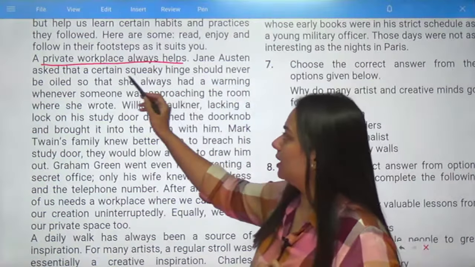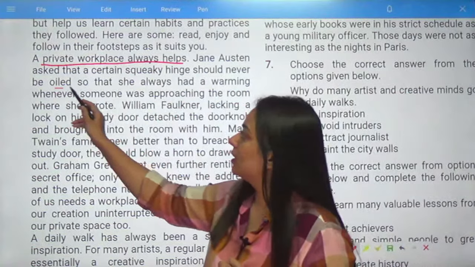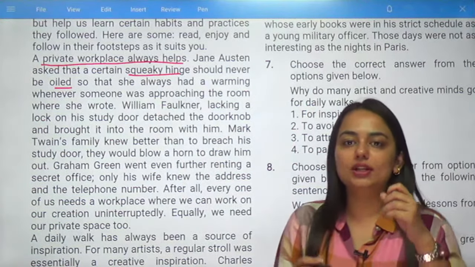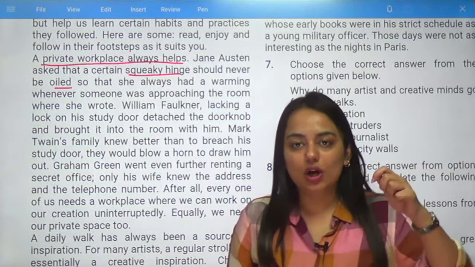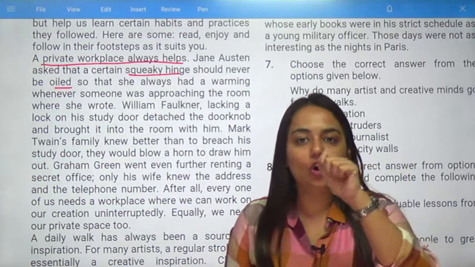Jane Austen asked that a certain squeaky hinge should never be oiled. Squeaky is something that makes sound. A squeaky hinge. Hinge is a joint जो doors में joint होता है. She's referring to that. कि अगर कोई door बहुत ज़्यादा squeaky है, noisy है, उसको कभी oil करना नहीं चाहिए.